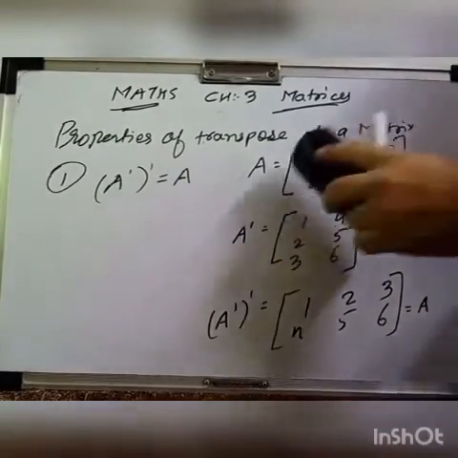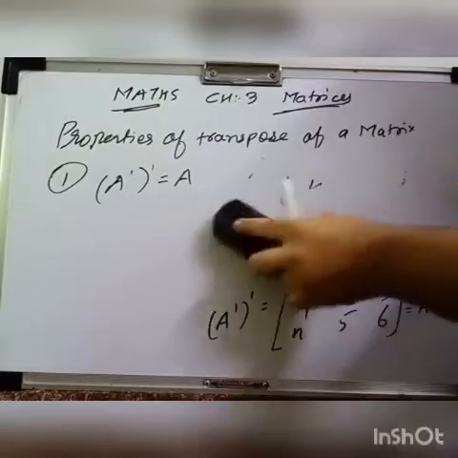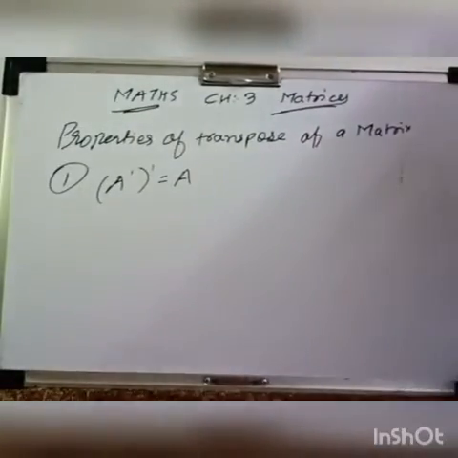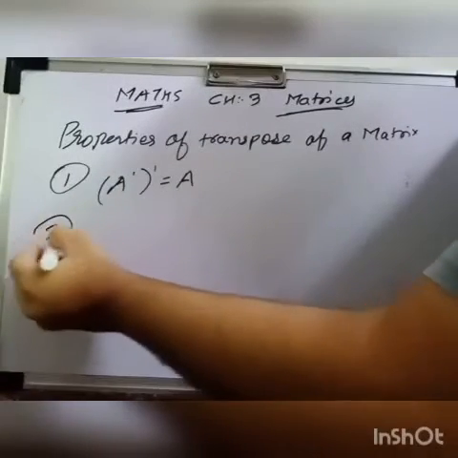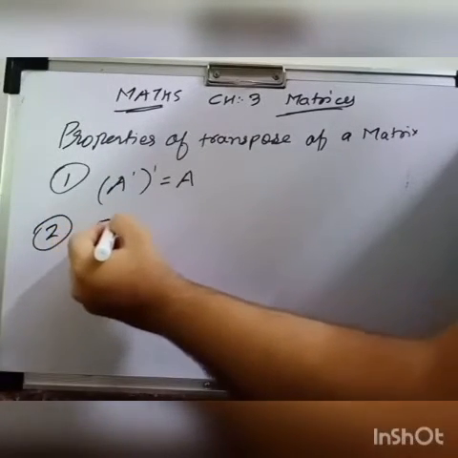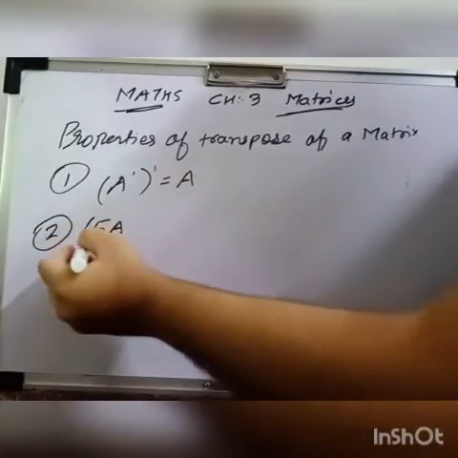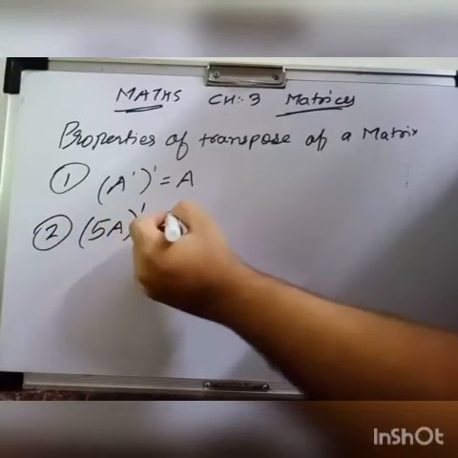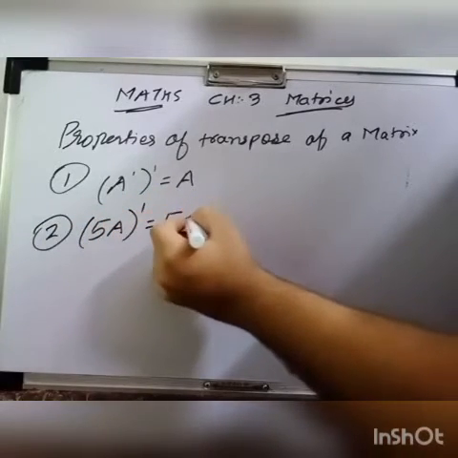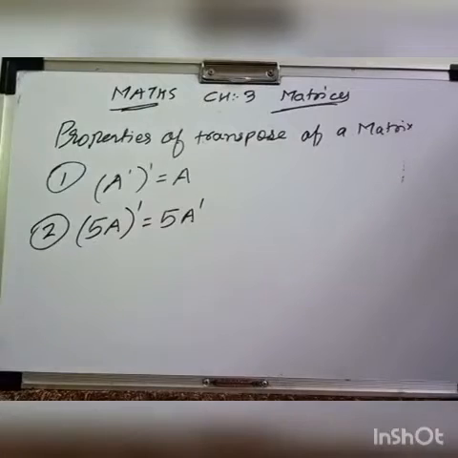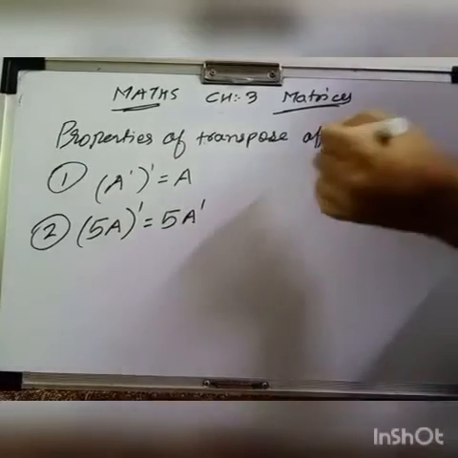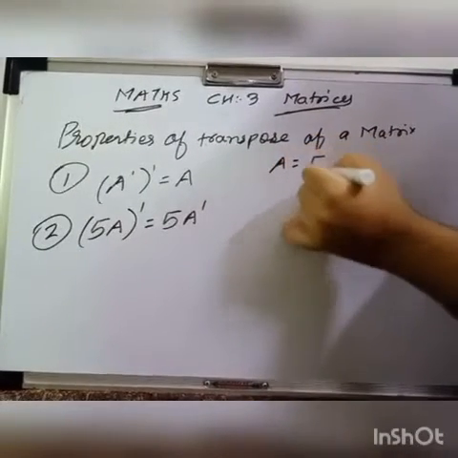Let's try to understand the second property. It says that any constant multiplied by matrix A whole transpose, or if you multiply that constant with a transposed matrix, then the answer will be the same. Let's try to confirm this using an example.